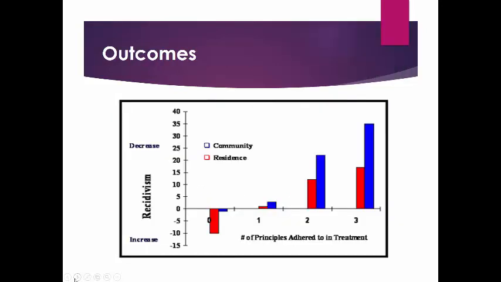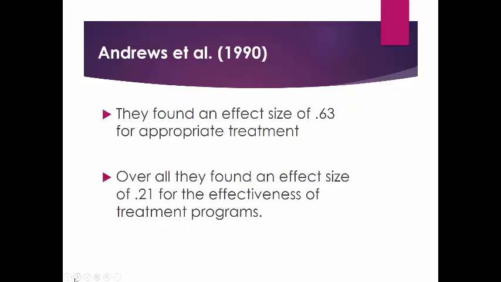So this is some data that looks at how many of the R&R principles are adhered to in a treatment program and the decrease in recidivism. You can see that residence means whether they are incarcerated or not, and community is a community treatment program. But basically, if you don't adhere to any of the R&R principles, you're going to actually increase recidivism. However, the more principles of R&R you're adhering to, so 1, 2, and 3, you're seeing significant decreases in recidivism, with a lot of it happening more in the community because those are the people that are lower risk to begin with.